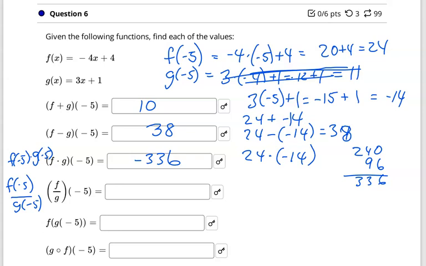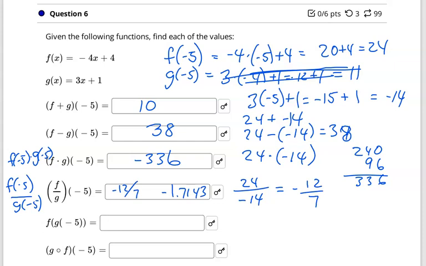Now f over g of negative 5, well, that's simply 24 divided by negative 14. And looks like I can factor out a 2, equals negative 12 over 7. I would be happy with that, unless they say you have to give it in decimals. If you did decimals, it'd be negative 1.7143, however far you want to go.